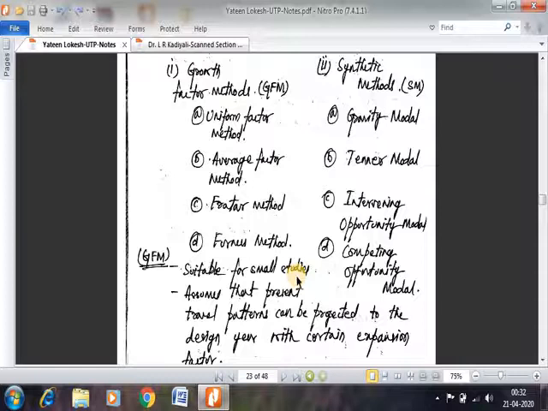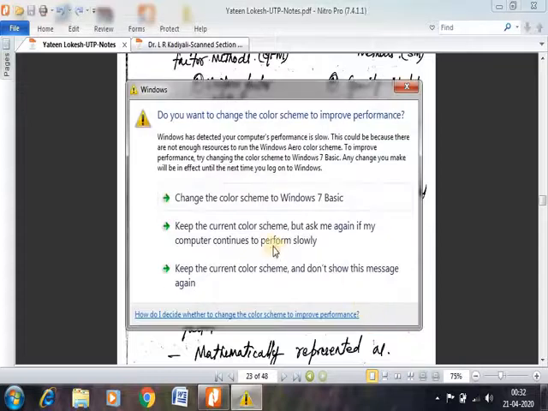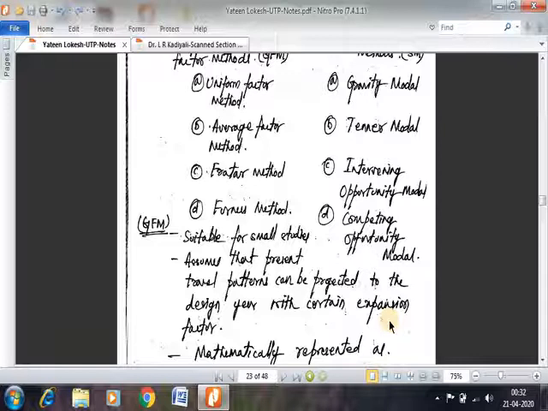So because of the time constraint, we face the problem of laboriousness, and hence it can be applicable only to small studies. The second point that we need to remember about the growth factor method is that we assume that the present travel pattern can be projected to the design year with a certain expansion factor. If you remember, I had told you in the class what this expansion factor is. The expansion factor is basically the growth factor that we are going to assume for any given region of study.